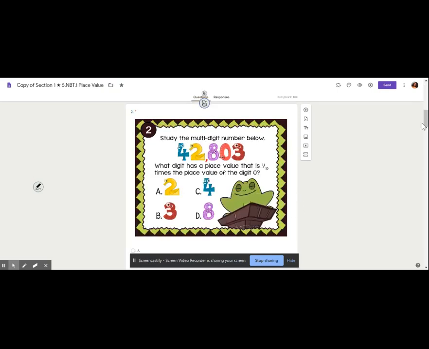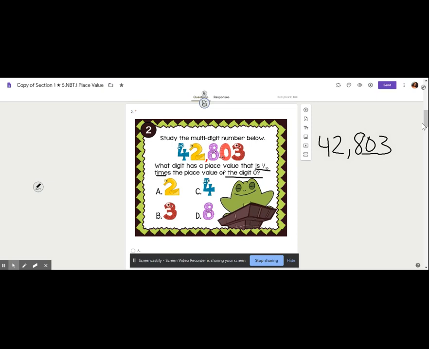Okay, now for this problem, instead of doing 10 times, we're dividing, because I see a fraction. So study the multi-digit number below. That's 42,803. What digit has a place value that is 1/10 times the place value of the digit 0? So let's focus on our 0.